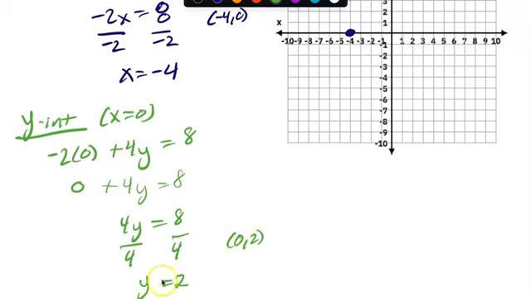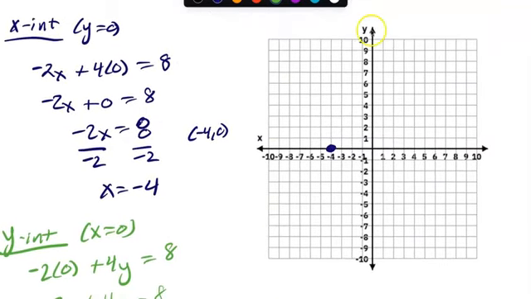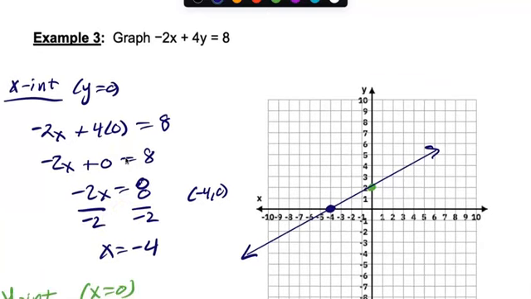Or we can just ask, where does y equal 2? Go to your graph. Here's my y, there's 2. And now we have our x and y intercepts, and we just connect them. And there's our graph using x and y intercepts. A little easier, a lot less points. You only have to find 2 of them. I do have to solve them both, but that's how you graph by finding x and y intercepts.